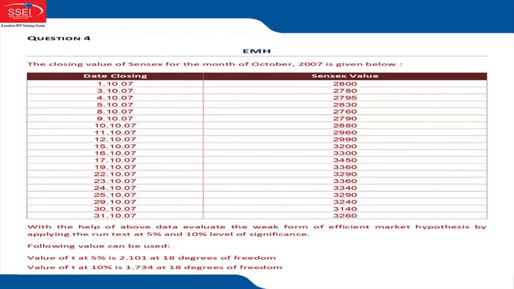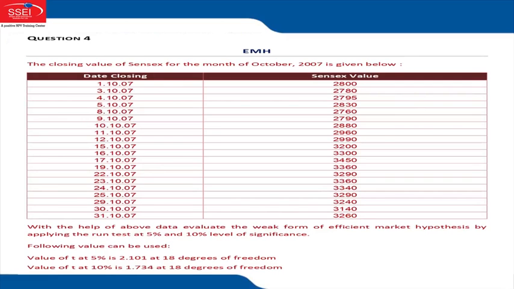mark when the prices have gone up, that is a plus. If the price has gone down, that's a minus, and a series of pluses in the same direction or a series of minuses is called one run. So for example, 2800 to 2780 is a minus, 2780 to 2795 is a plus, 2795 to 2830 is a plus, 2830 to 2760 is a minus, and so on. Everybody knows that.